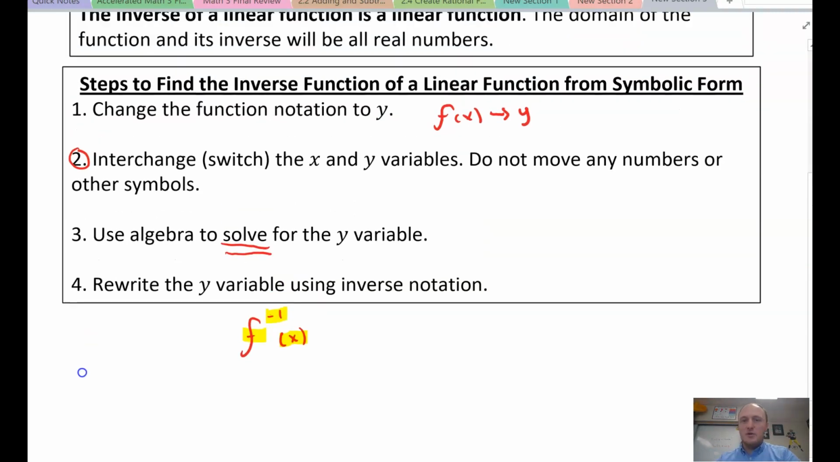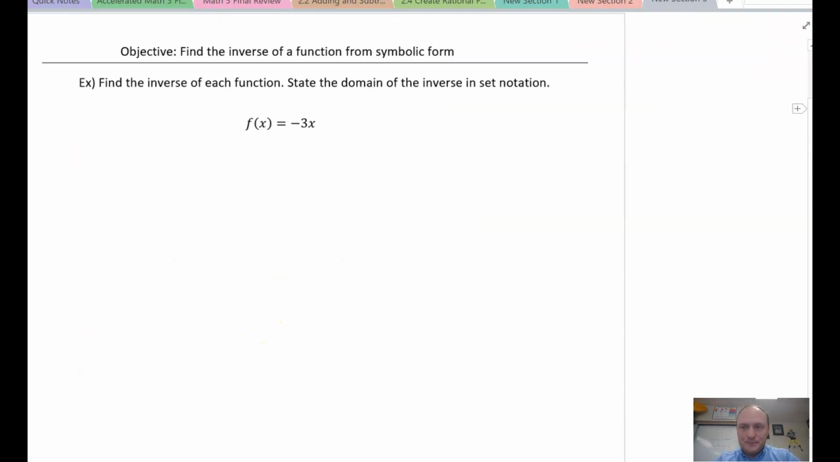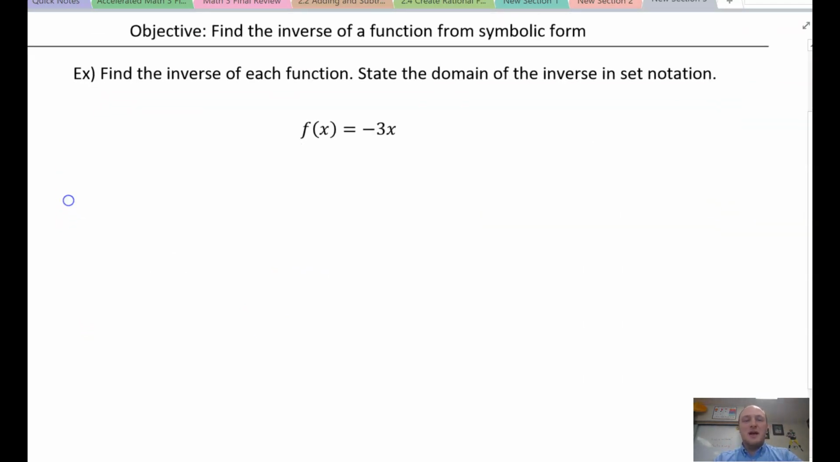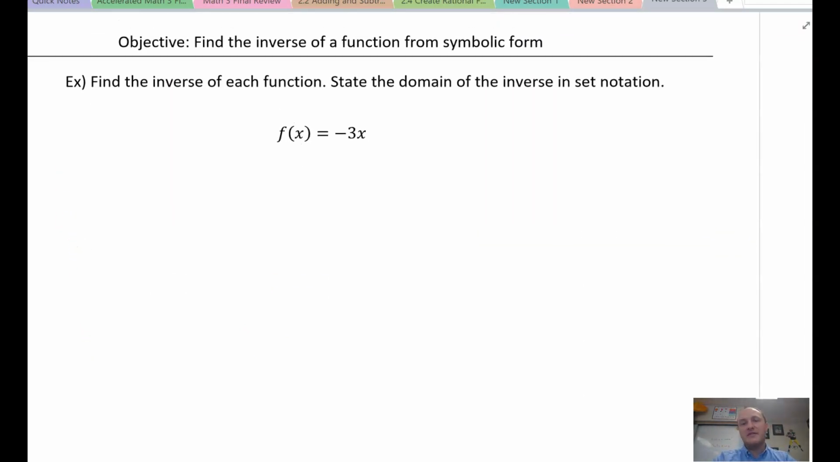Okay, all right, so let's go ahead and look at some examples. Here is the first one, and we're asked, find the inverse of each function, state the domain of the inverse in set notation. Okay, so step one, I want to find the inverse. I gotta switch some x's and y's, so I gotta have some y's. So y equals negative 3x. Step two, I'm gonna go ahead, I'm gonna switch my x and my y. Watch closely. X equals negative 3y. I switched x and y. That's it. All right, step three.